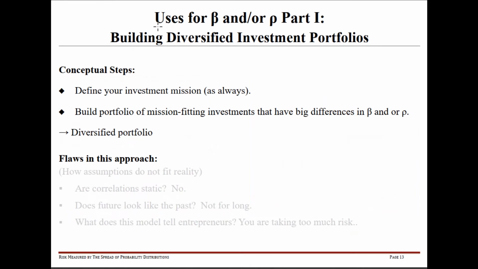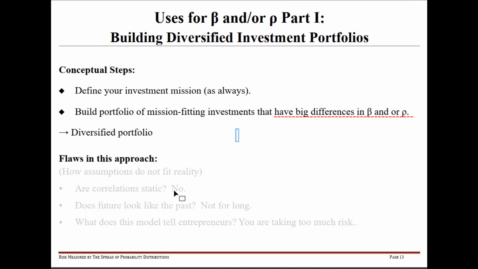So we've got our 2 uses for beta and rho. Number 1 is building diversified investment portfolios. So what do we mean by that? So you're a portfolio manager in a company, for a hedge fund, for a mutual fund. Define your mission, build a portfolio of mission-fitting investments, and you want to do that. They've got to be mission-fitting, so they've got to be in the right industry and all that, but you want to find ones that have big differences in beta and or rho, and then you've got your diversified portfolio.